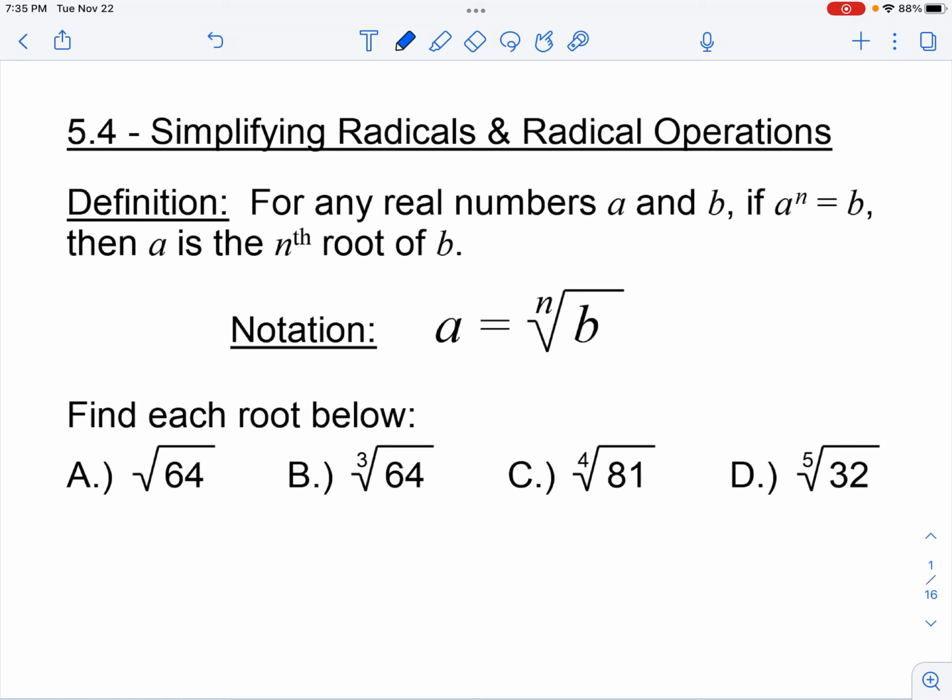Today we're going to take a look at simplifying radicals and then eventually radical operations. So first let's start with our definition. For any real numbers a and b, if a to the nth power is equal to b, then a is called the nth root of b.